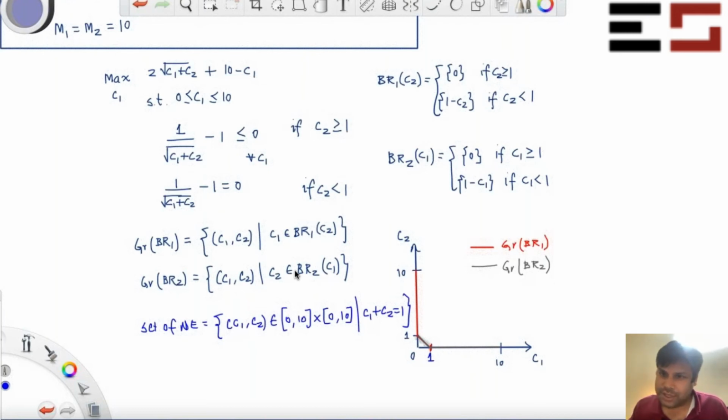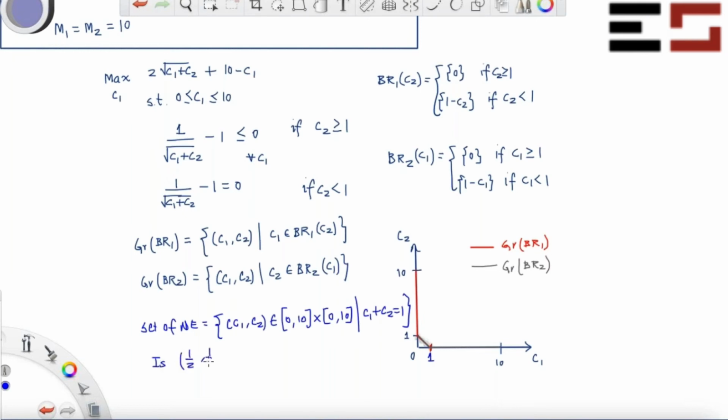Do you agree half comma half is a Nash equilibrium? Now my question is, is half comma half Pareto efficient? You remember Pareto efficiency. Is there a way to improve the satisfaction level of one of them without reducing the satisfaction level of the other?